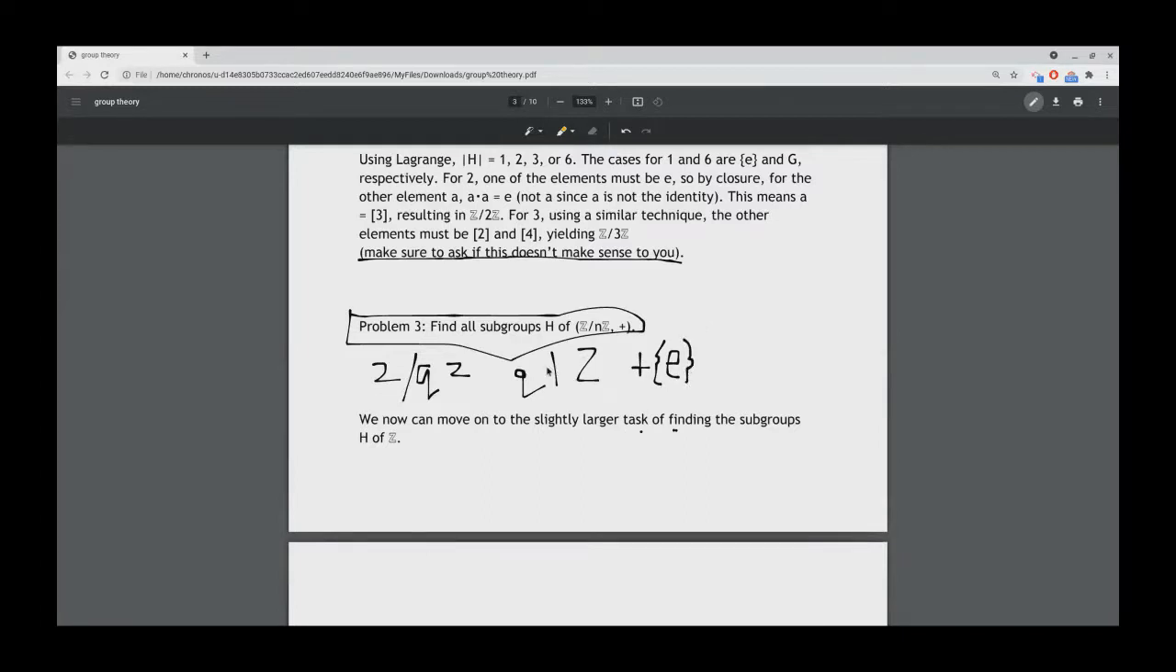The reason for this is that by Lagrange, we know that the number of elements in the subgroup must divide n, so it must be a factor of n. Then we can deduce, using the same sort of technique, that it must be this kind of form because of the closure rule. By the closure rule, two elements in that subgroup must add to another element in the subgroup. So if we have, say, Z over 5,000 Z, we have 5. 5 is our smallest element.